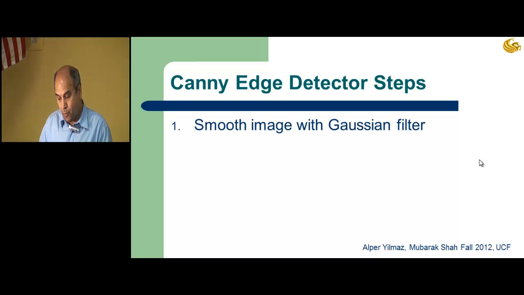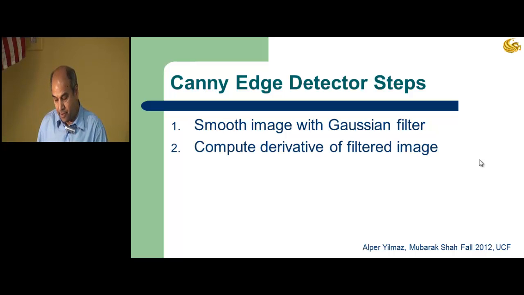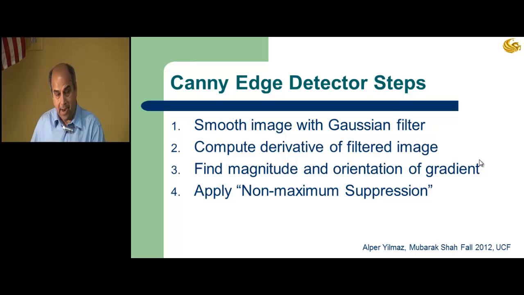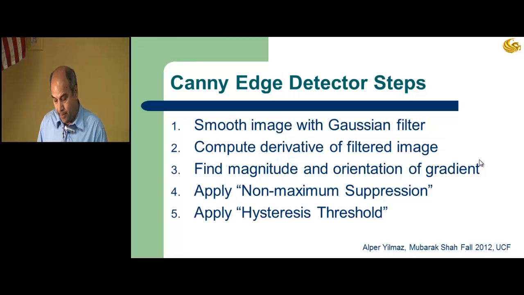So the steps are very similar. Smooth the image with a Gaussian filter, compute the derivatives of the filtered image, find the magnitude and orientation of the gradient, and then apply non-maxima suppression. That was the new thing which was added, and it makes a lot of difference in the Canny edge detector. And also the last one, which was even more important, is what is called hysteresis thresholding. So there were actually two thresholds used.